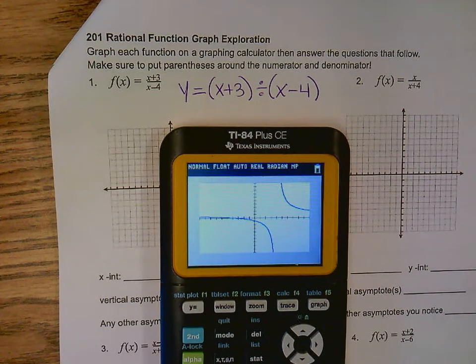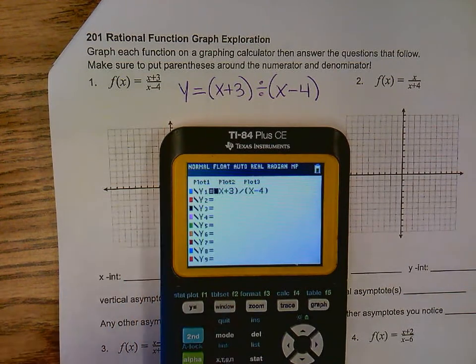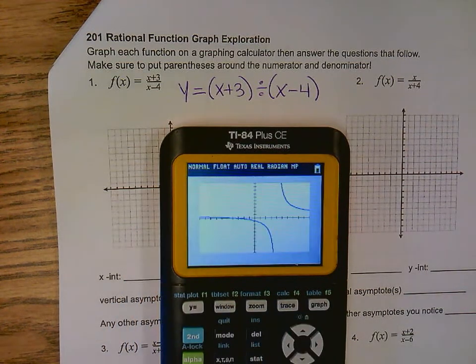Zoom 6. Do you not see that right now? Is it zoomed out too far? If you hit zoom 6, you have to put it in the y equals menu. You did that, right? Okay, but from now on, I can just push graph, and now because I'm on a 10 by 10 viewing window, I can see that.